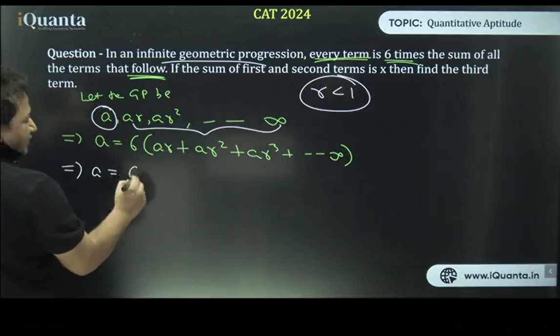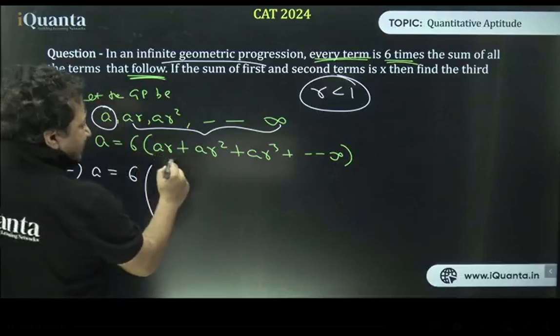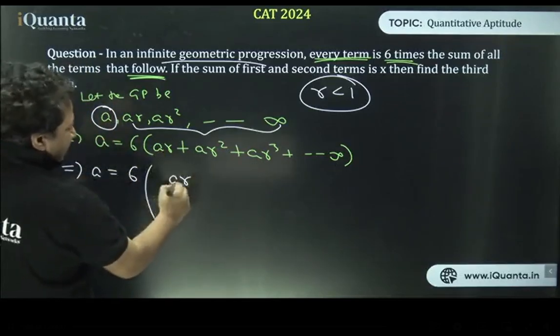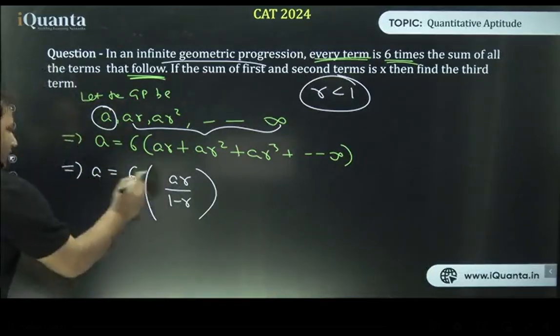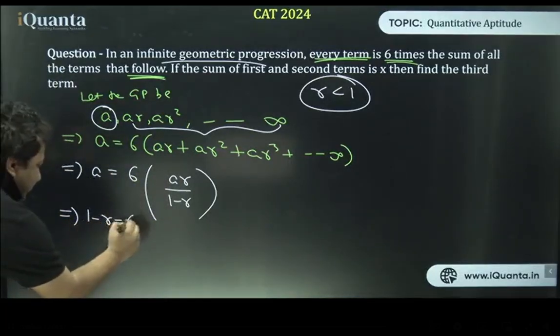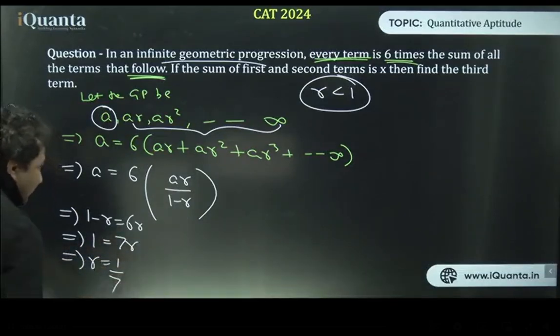So what is the formula for sum of an infinite GP? It is the first term upon 1 minus r. What is the first term in this bracket? First term कौन है? ar है, upon 1 minus r. Is that right? Now it's clear. If I open the bracket, a gets cancelled, है ना? A gets cancelled. So we'll have 1 minus r is equal to 6r, or we can say 1 is equal to 7r, or we can say r is equal to 1 by 7. I hope it's clear. Clear?